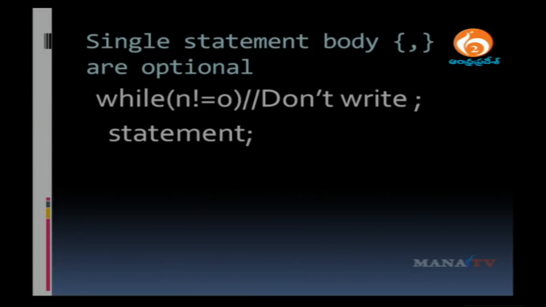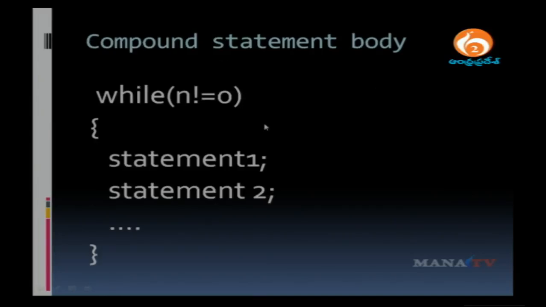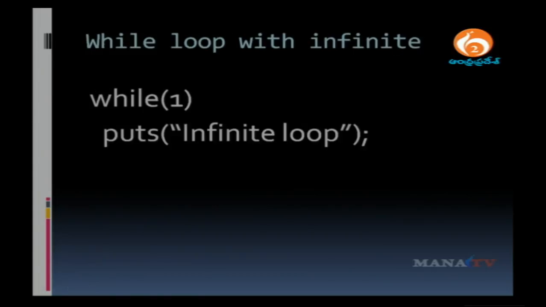Whenever it is only a single statement, braces are optional. So here don't write a semicolon after the while loop. This is a compound statement. If there is more than one statement, it is called a compound statement, and then braces are mandatory. For the compound statement, braces are mandatory. While of one, that is while true, means it is an infinite loop.